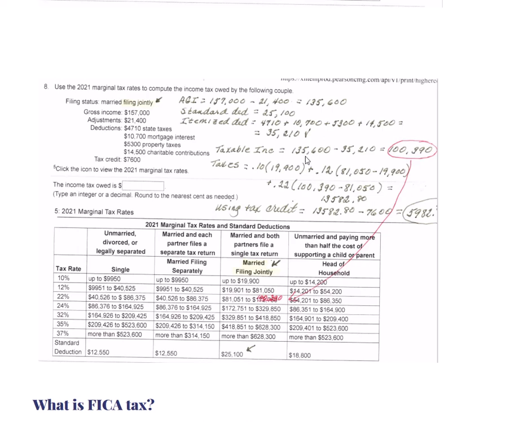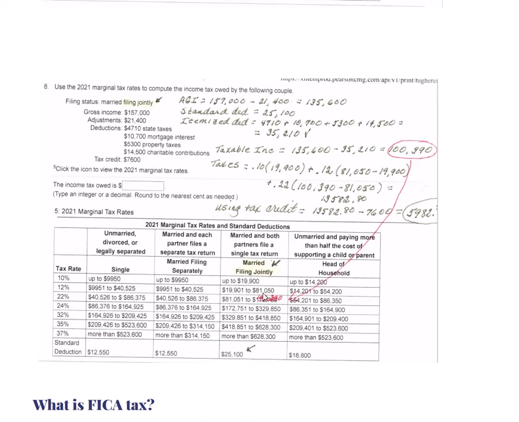So I will take my AGI right up here, subtract off, in this case, the itemized deduction to get a taxable income of $100,390. Now I look in there, and $100,390 falls in this category. So I will pay 10% of 19,900. There it is. 10%, 19,900.